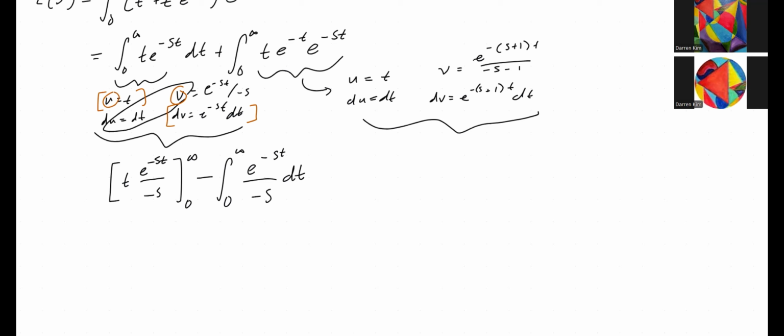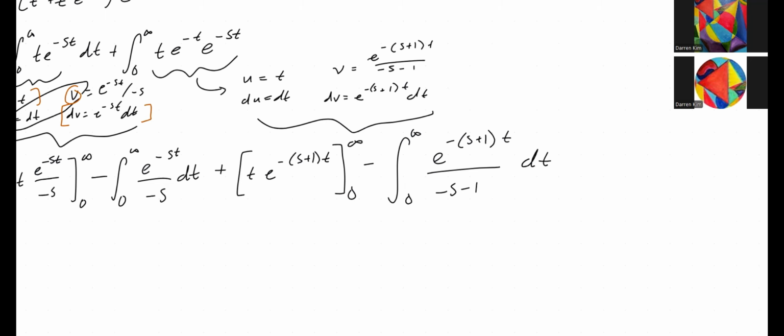Anyways, again, you do it with the other one. Hopefully it's cleaner. Zero to infinity. I hope this is better for learning. Zero to infinity. And this one is e to the negative (s plus 1) t, negative (s minus 1) dt. Okay, we have both of them.